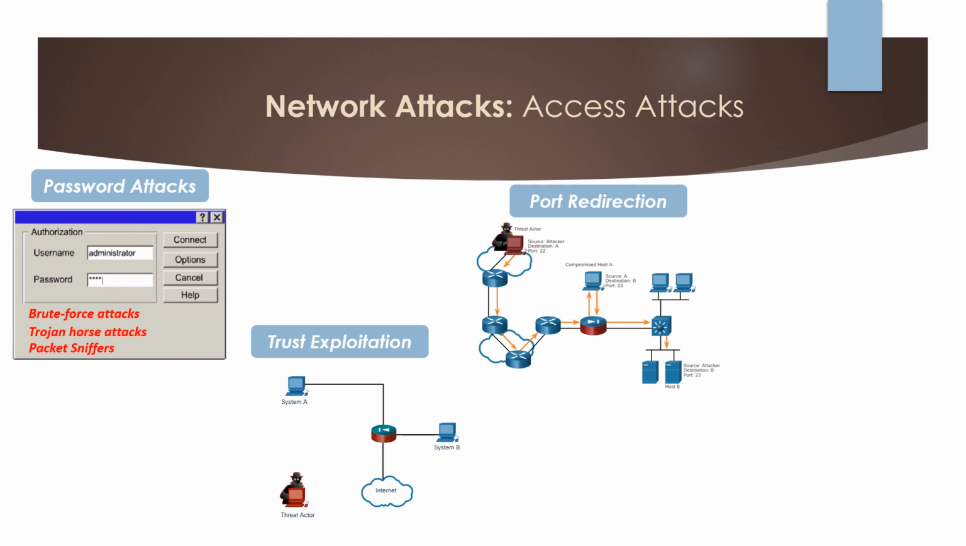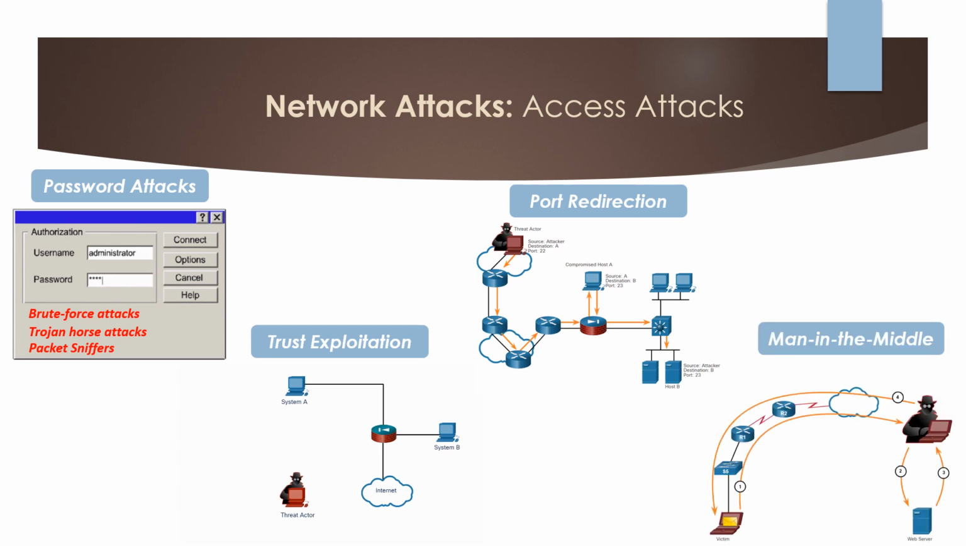And the last one, as for the access attacks, is man in the middle. In the man in the middle attack, the threat actor is positioned in between two legitimate entities in order to read or modify the data that passes between those two parties. Here, in this figure, it is explained how the man in the middle attack works.